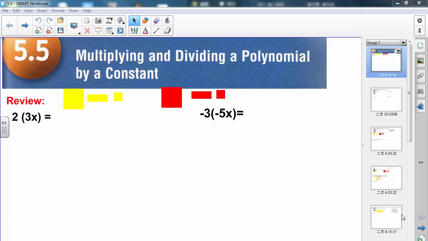Let's look at the new lesson today. It's 5.5, multiplying and dividing a polynomial by a constant. Before we talk about multiplying and dividing a polynomial by a constant, let's review what we learned in Math 8.